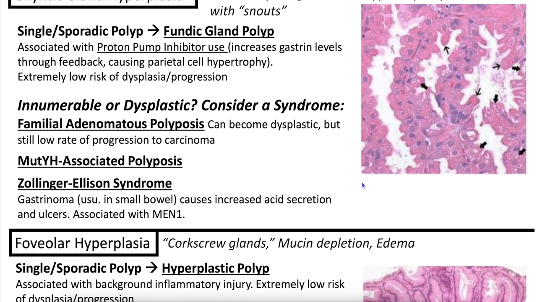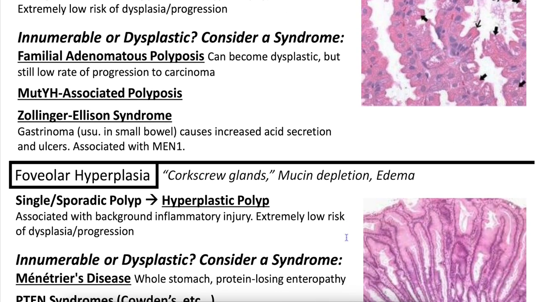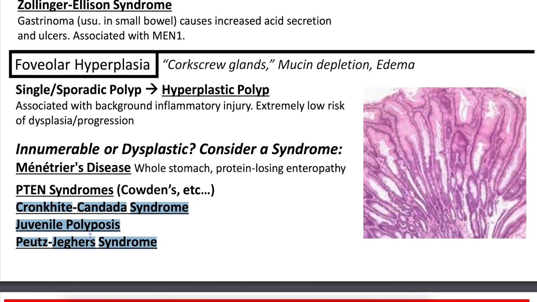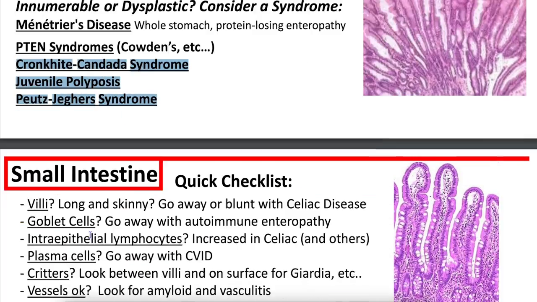Innumerable or dysplastic, think FAP, 5q21-22, MUTYH-associated polyposis. Zollinger-Ellison syndrome, think MEN1, a functional neuroendocrine tumor. Foveolar hyperplasia, corkscrew glands, mucin depletion, edema: hyperplastic polyp for single ones, innumerable, think Menetrier, PTEN syndrome like Cowden's, Cronkhite-Canada, juvenile polyposis, Peutz-Jeghers. The latter three also have juvenile polyps in the small bowel or colon.